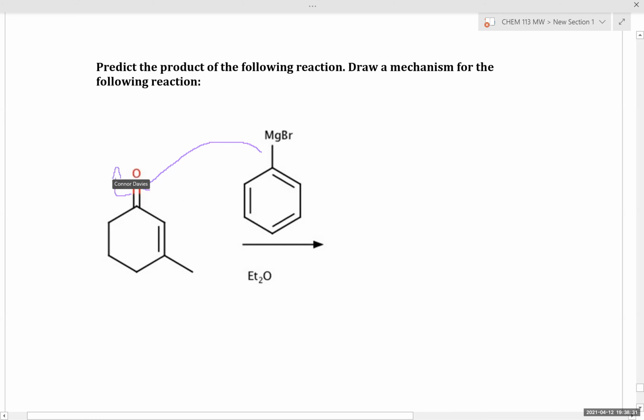So we have a lot of students noting that Grignard reagents are hard carbon-centered nucleophiles, and as such, they attack directly in a 1,2 fashion to the carbonyl carbon. Perfect. Would you be able to draw the product from that addition reaction?